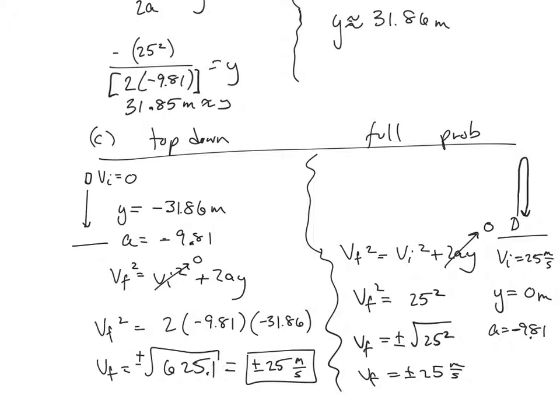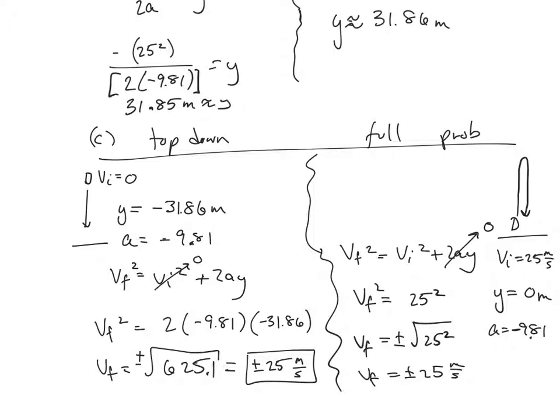Part D says, how long will it take to return from max height to the ground? What do you think? It's the same time as to go up. Yeah, 2.55 going up, right? And if we're really pushing symmetry here, with the 25 meters per second piece, it should be symmetric. So it's probably 2.55 down. But you know what? Let's prove that. We can prove that easily using the top-down method, or we can prove that using the full problem method. I'm going to use the top-down method.